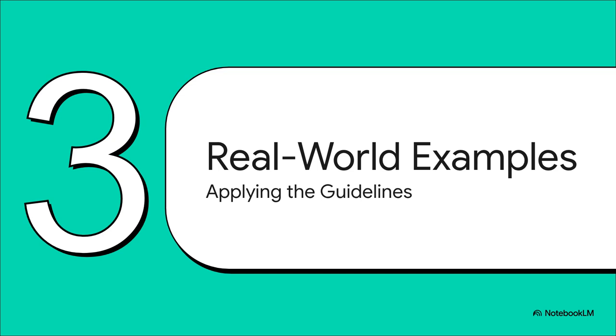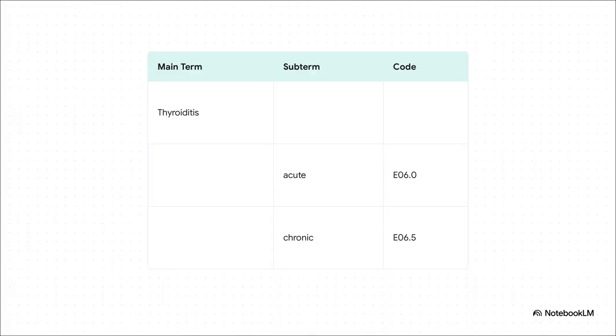Let's put this into practice with Section 3, real-world coding examples. The best way to lock this master rule into your brain is to see it in action again. Here, we have a diagnosis of acute and chronic thyroiditis. When we crack open our books and search the main term thyroiditis in the index, we see that exact same formatting pattern. The subterms for acute and chronic sit right there at the exact same indentation level. Therefore, they demand the exact same sequential treatment. We code both, and the acute code E06.0 absolutely must be sequenced before the chronic code E06.5.